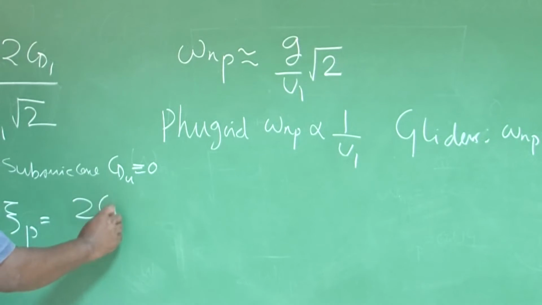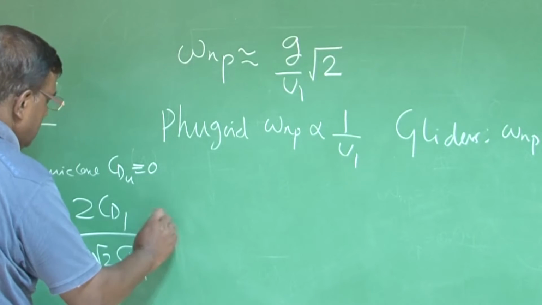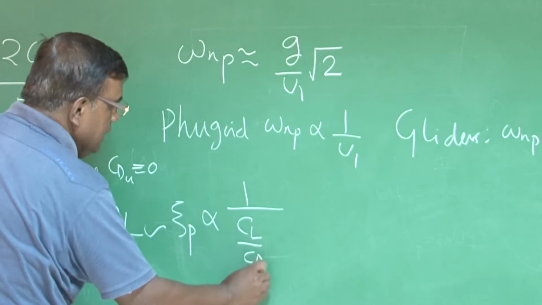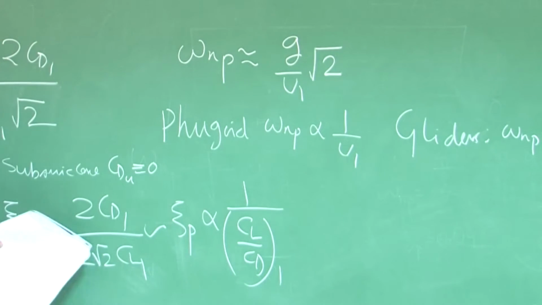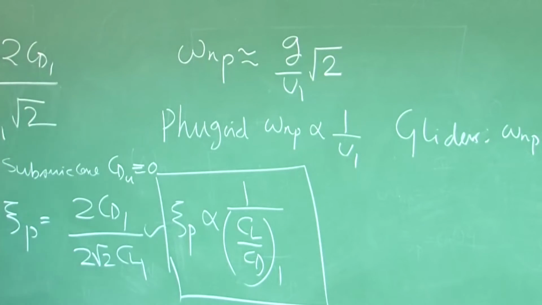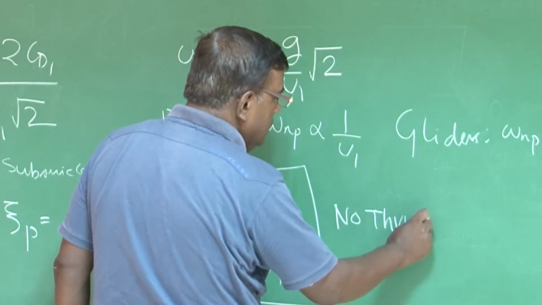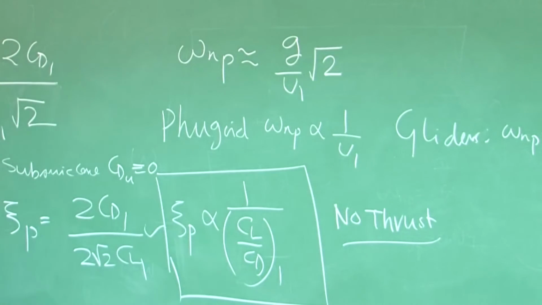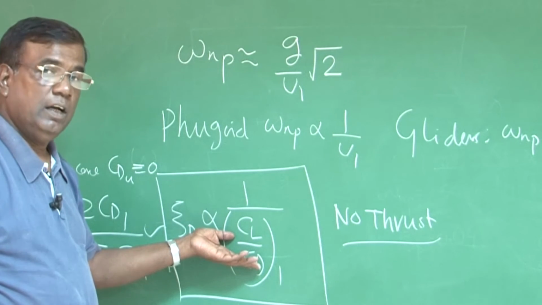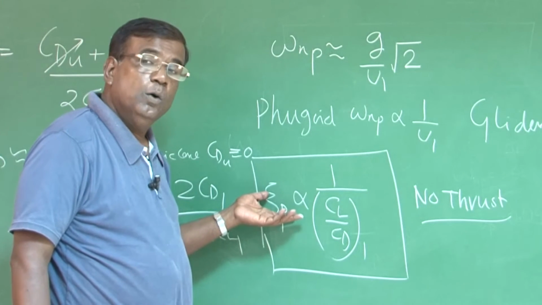So we have now zeta p equal to 2 CD1 by 2 root 2 CL1, and you could see that this implies zeta p is inversely proportional to CL by CD evaluated at steady state, that is CL1 by CD1. This is extremely important. Please understand, this expression is for no thrust. We are mostly talking about the gliding flight. Okay. What is the meaning of this? If CL by CD is very large, especially for gliders, they are of the order of 30s, that means the phugoid damping is very, very low.